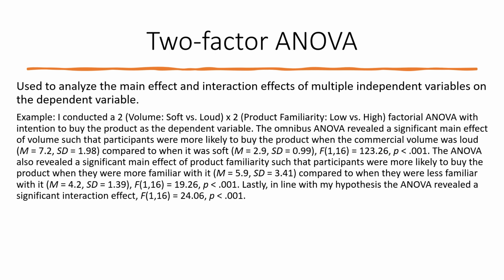Compared to when it was soft, again, the mean and standard deviation of people who heard the soft commercial. Because it was significant, you have the F test. And then you would go on and say something like, the ANOVA also revealed a significant main effect of product familiarity, such that participants were more likely to buy the product when they were familiar with it, mean and standard deviation, compared to when they were less familiar with it, mean and standard deviation, a comparison for that independent variable as well. So you've compared both of these, and then you have to look at them together.